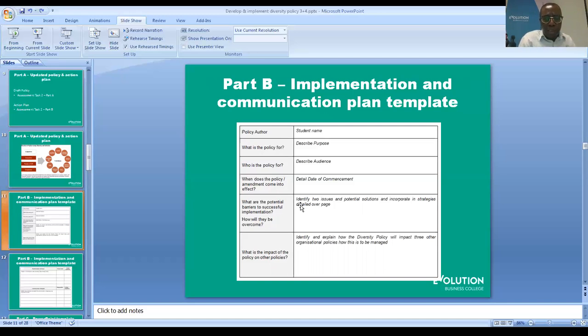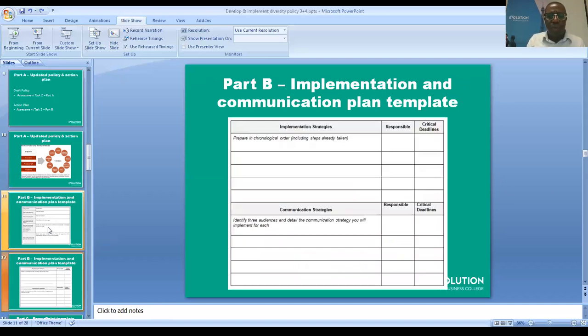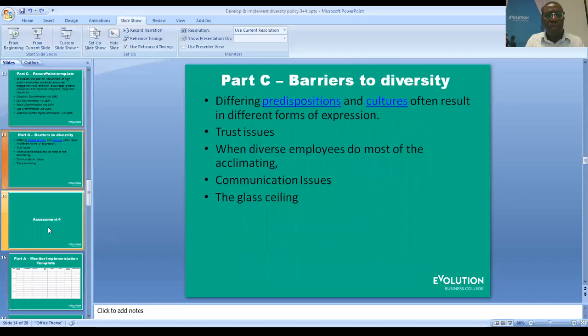And when does the policy amendment come into effect? Just have to give a date there, date of commencement. What are the potential barriers to successful implementation? Include 2 issues. So when we talk about barriers to implementation, I think I've got a slide that I wanted to show you here to say the things that really affect people in terms of barriers.